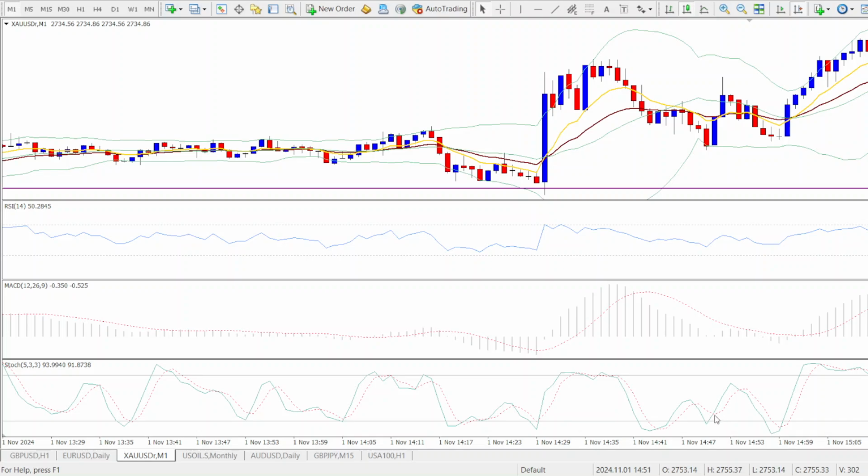All right, so there you have it. These are 5 powerful indicators that can help you master the 1 minute chart. Now, if you're ready to take your scalping to the next level, try experimenting with different combinations of these indicators to find what works best for you.